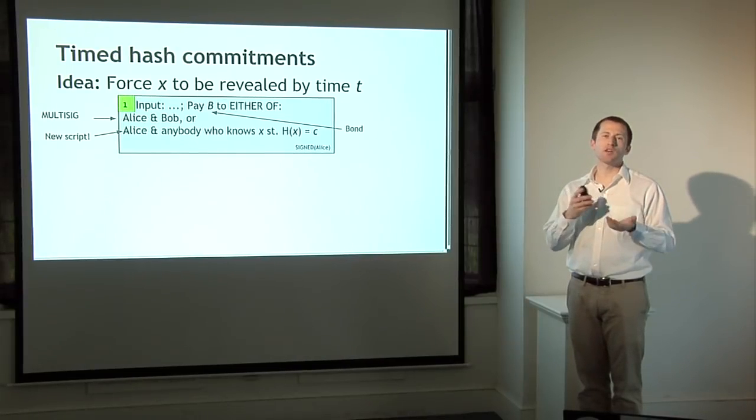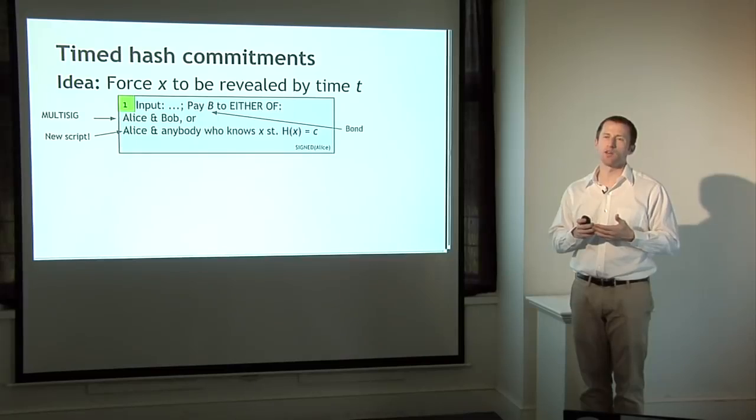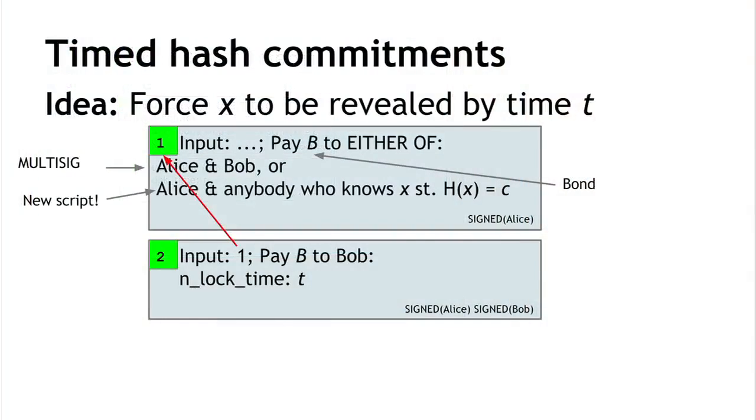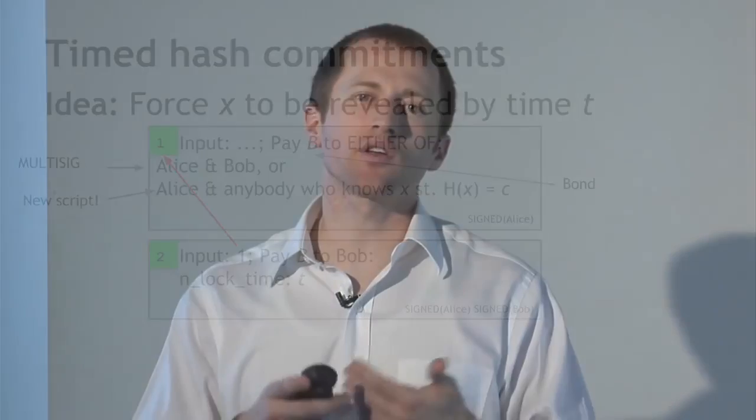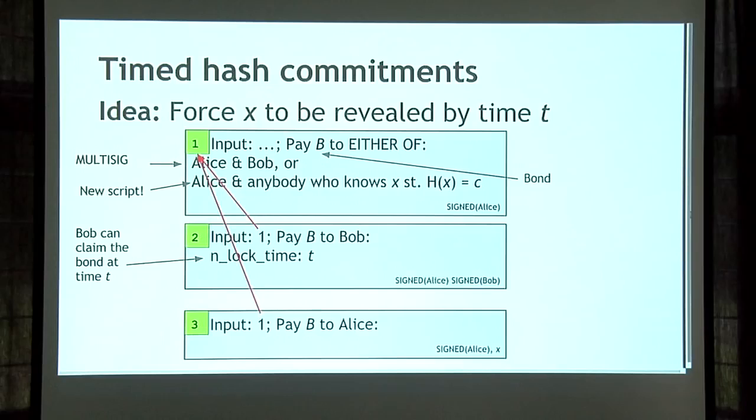Okay, so now how can we use this funny, complicated transaction with 2 different ways to claim the money? Well, Alice and Bob are both going to sign a transaction that pays the entire value to Bob. And they're going to use this lock time, which we talked about earlier, to ensure that Bob can't claim the bond before some time t. So now they've set up essentially a ticking time bomb, where if Alice doesn't do anything else, Bob is going to get the value of that bond at time t. So as an alternative, Alice can publish a transaction before time t, reclaiming her bond, sending the money back to herself. But if she does that, she has to not only sign it, she has to reveal X.